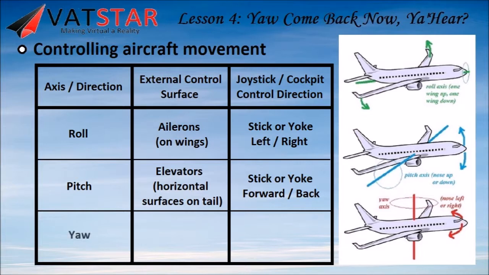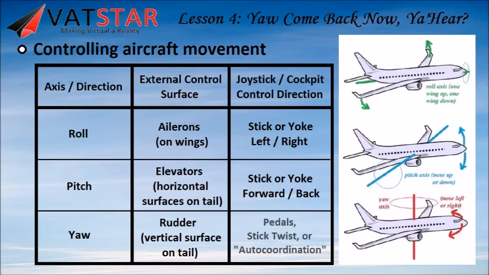So finally, yaw. Yaw is controlled by the rudder, which is the vertical surface on the tail swinging back and forth. In a real plane, the rudder is controlled by a pair of pedals that work in opposition to one another. When you slide one forward, the other slides rearward and vice versa. We'll get a look at that in just a second.